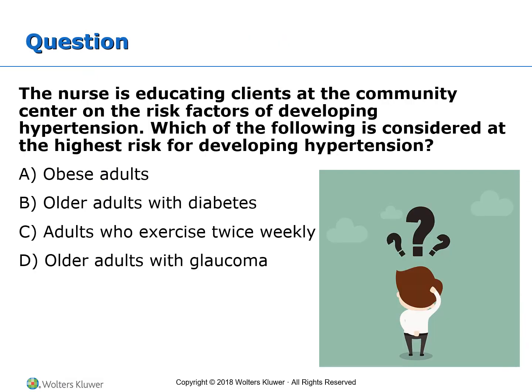Question: The nurse is educating clients at the community center on the risk factors of developing hypertension. Which of the following is considered at the highest risk for developing hypertension? A, obese adults; B, older adults with diabetes; C, adults who exercise twice weekly; or D, older adults with glaucoma.